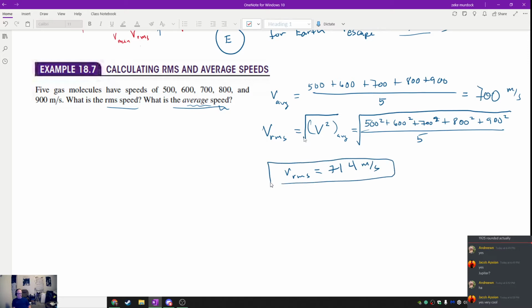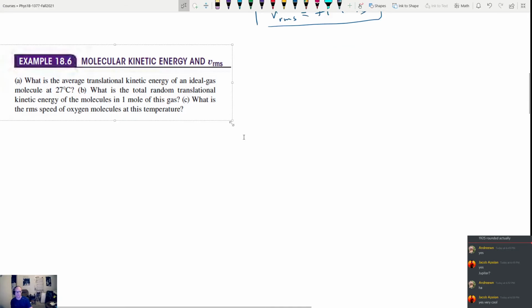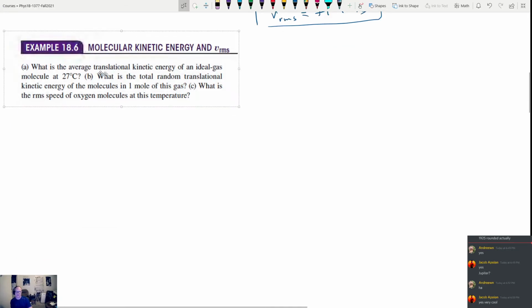Pretty simple calculation. Okay, next let's do this one. What is the average translational kinetic energy of an ideal gas molecule at 27 degrees Celsius?